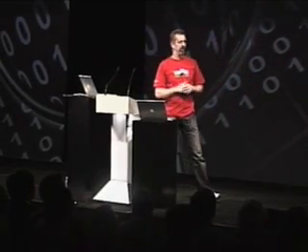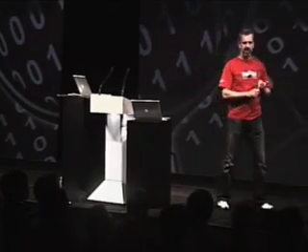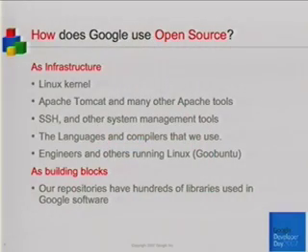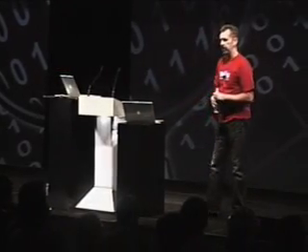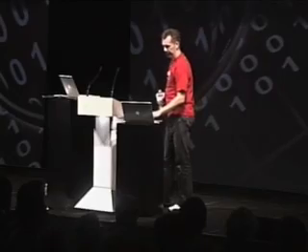So how does Google use open source? For starters, pretty much all of our servers run Linux. We use Apache Tomcat in various places. We use SSH in pretty much all of our management tools. We use GNU project compilers when we write code. And most of our developers run a Google version of Ubuntu Linux on their desktops. And then if you go look in our source repository that we use when we write our products, we have hundreds and hundreds of libraries sitting there from open source projects.